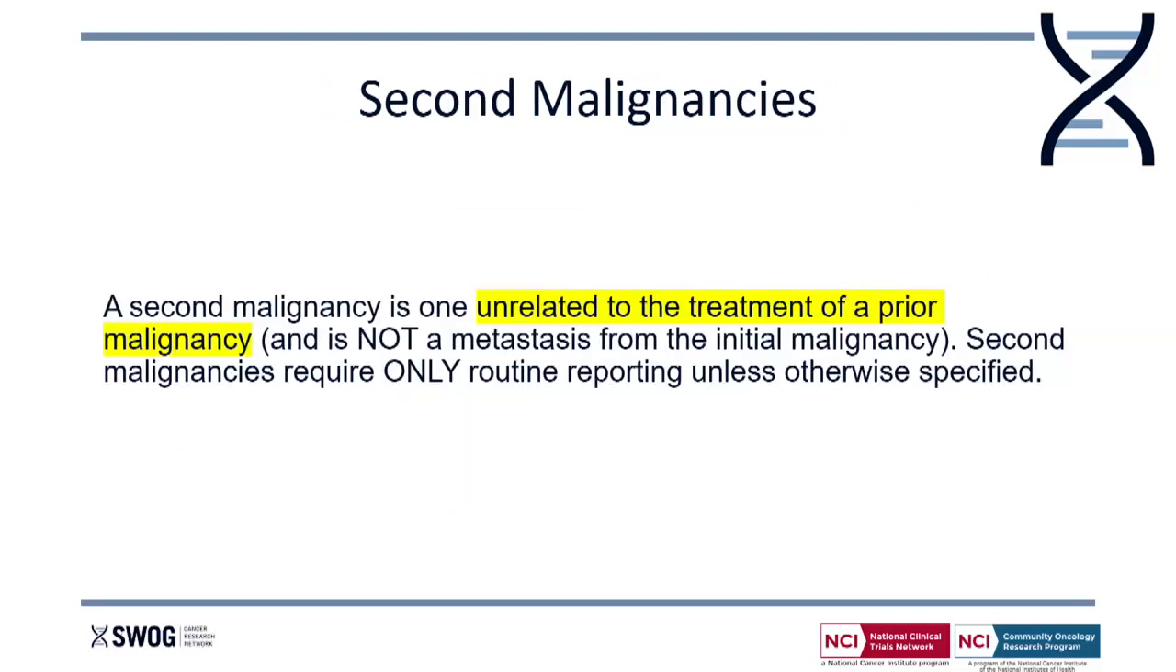In contrast, a second malignancy you can think of as a new primary. Patient has prostate cancer and they are a farmer and they now have a basal cell carcinoma on their ear. It's pretty clear that's not going to be related to their prostate cancer treatment. It's a new primary, a second malignancy. These do just require routine AE reporting in RAVE.